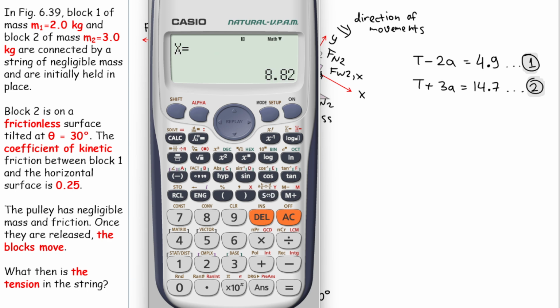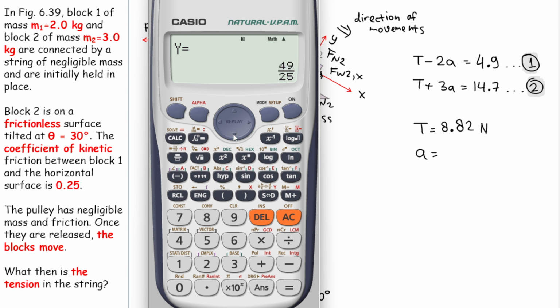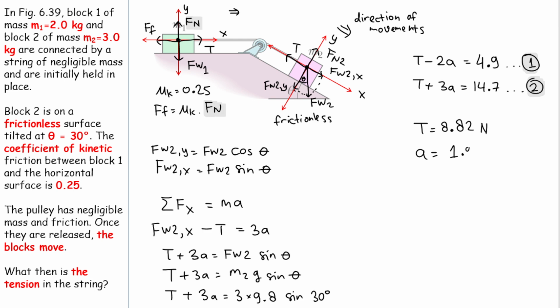So I'll have 8.82. So I'll have T here is 8.82 Newton. And what is the acceleration? We will have this one here, 1.96 meters per second squared. And what is the question asking us about? We are asked about the tension in the string, and that will be this one here, 8.82 Newton. And I think that's all for this problem.